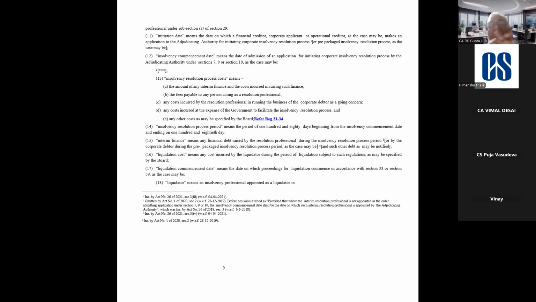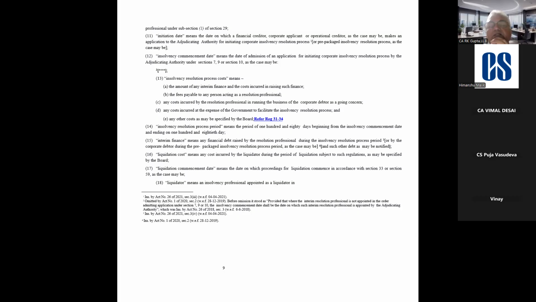Another important definition is of insolvency resolution process cost. So what is the significance of this insolvency resolution process cost? Anyone? Why is it important to understand this definition? Insolvency resolution process cost. Anyone? Why is it important? So, to have an idea of what exactly would be the cost involved for completion of the insolvency proceedings, and this amount has to be approved by the COC.